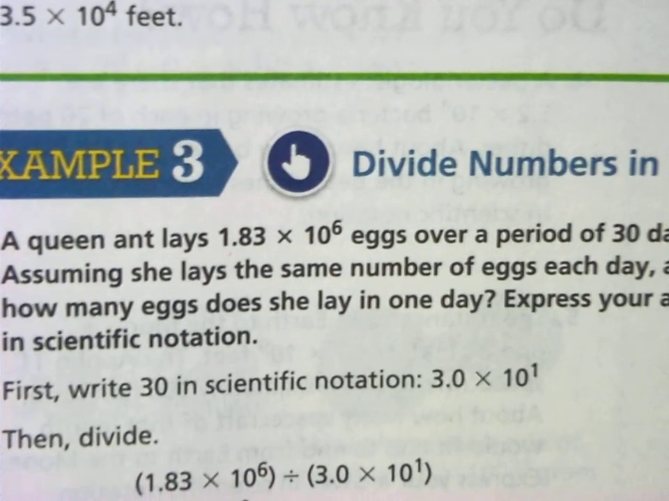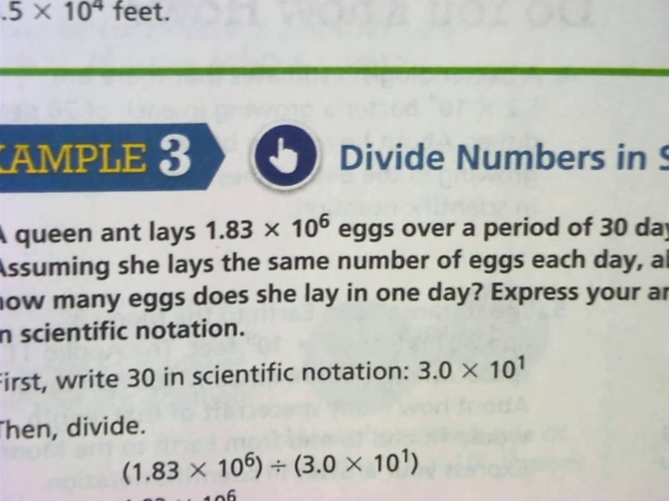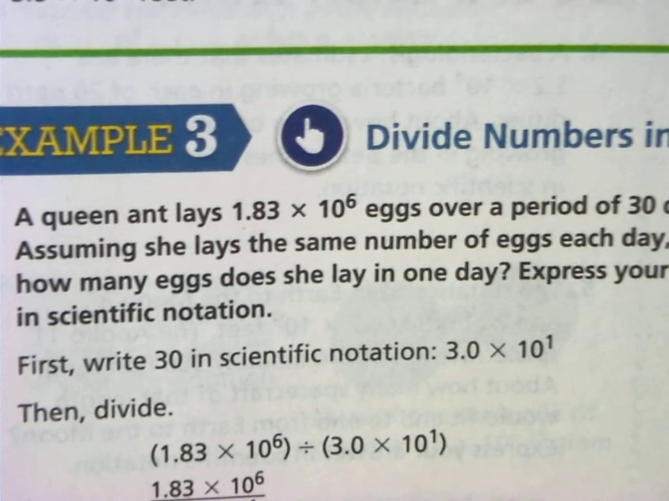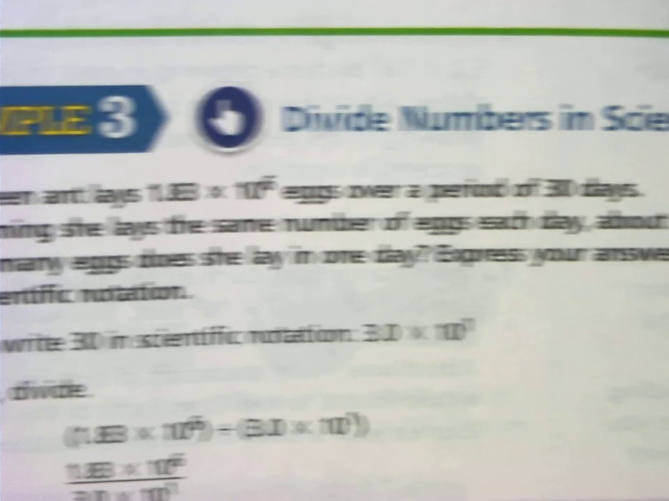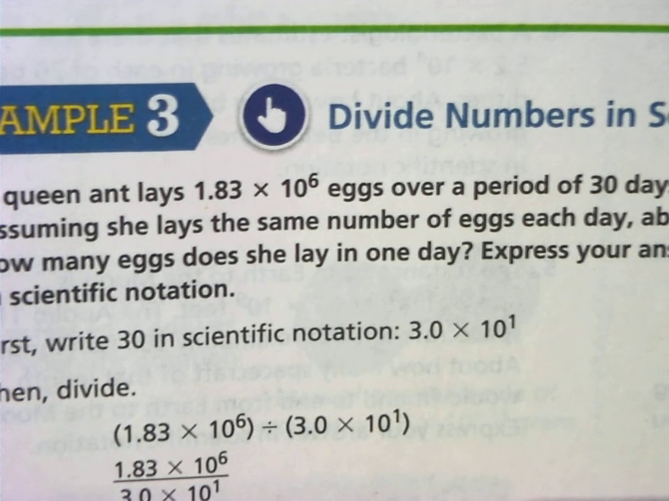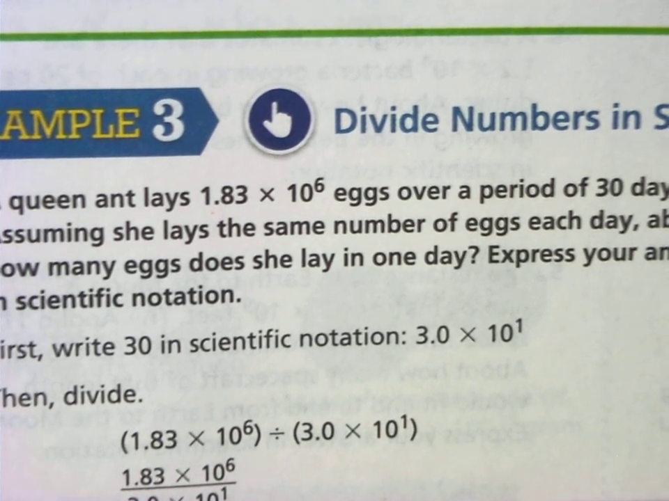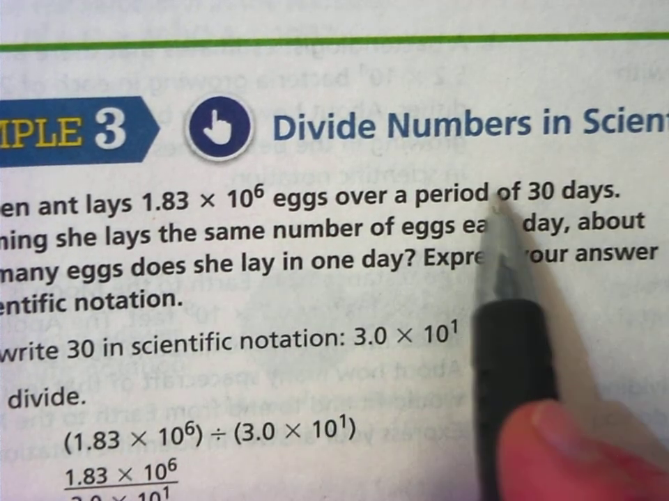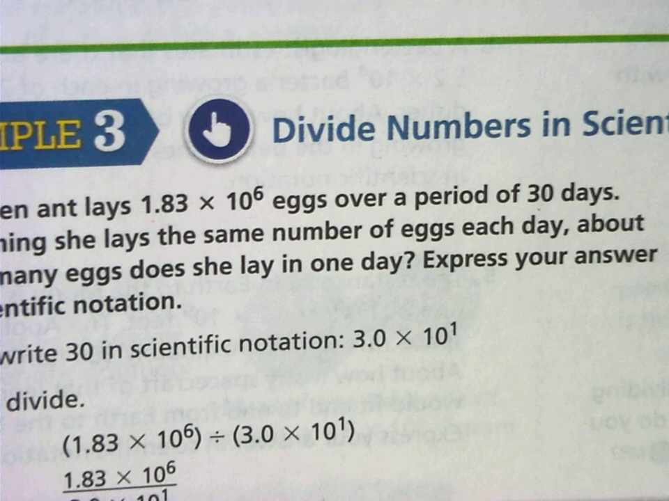Okay, let's take a look at this one. A queen ant lays 1.83 times 10 to the 6 eggs over a period of 30 days. Assuming she lays the same number of eggs each day, about how many eggs does she lay in one day? It says express your answer in scientific notation. So she lays this many. This is the total over 30 days. They want to know how much she lays in one day.